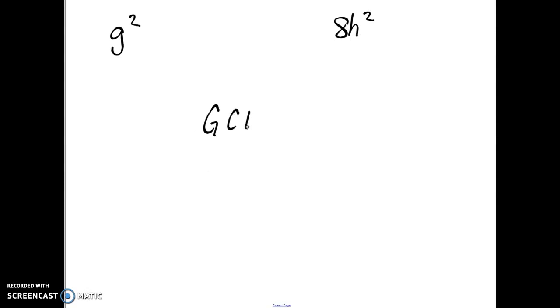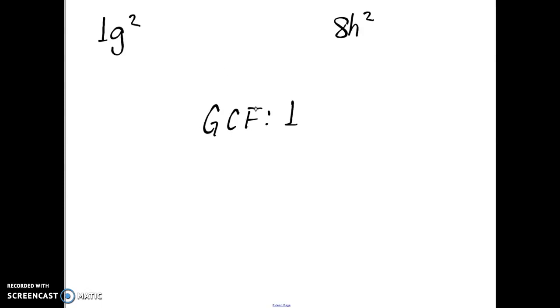Well, I have kind of a hidden 1 right here, right? Invisible math. I have a 1 and an 8. What is the greatest common factor of 1 and 8? 1. Okay. I have a g squared in this term, and there's no g's here, so I cannot bring any g's down. Similarly, I have an h squared on this side, but there are no h's in this term. So this set of numbers, the greatest common factor is just 1.